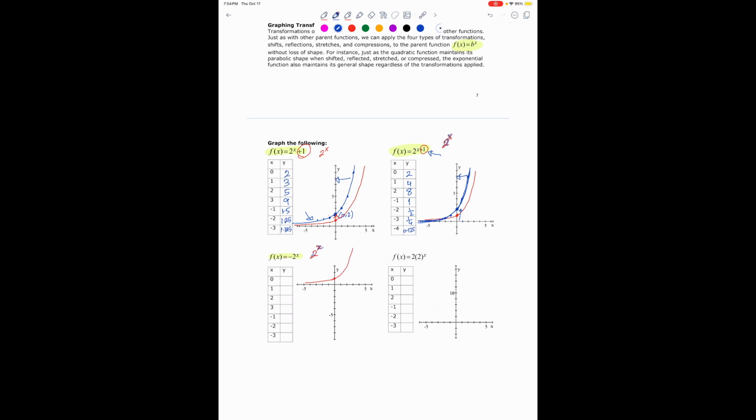Now we're going to use the table of values to figure out the transformed function. So when x is equal to 0, y is equal to -1. When x is equal to 1, y is equal to -2. When x is equal to 2, y is equal to -4. When x is equal to 3, y is equal to -8. When x is equal to -1, y is equal to -1/2. When x is equal to -2, y is equal to -1/4. And then when x is equal to -3, y is equal to -1/8 or 0.125.